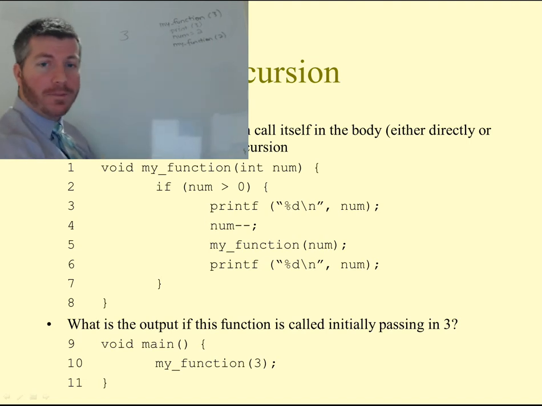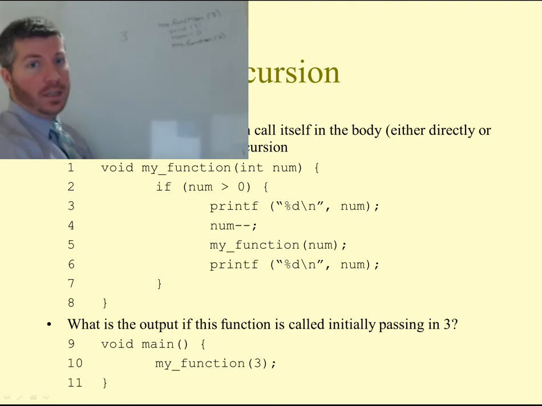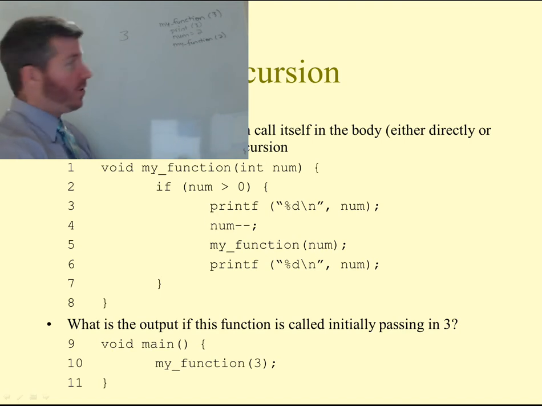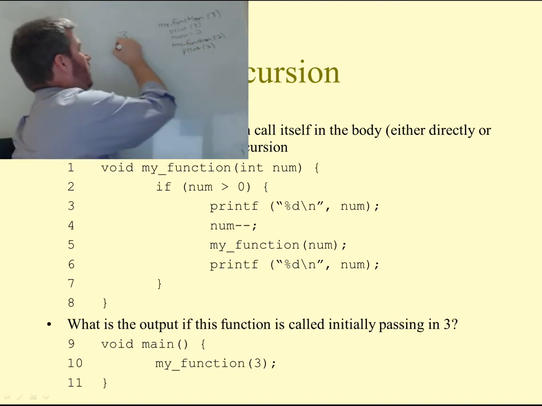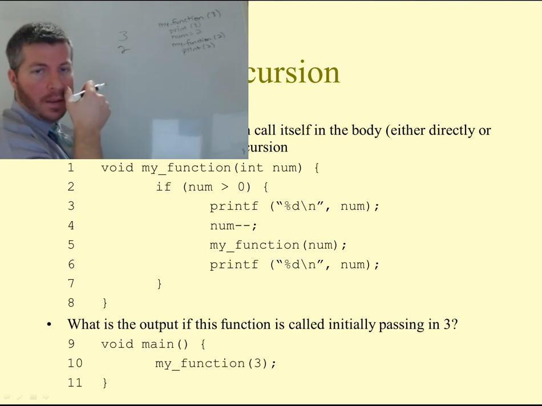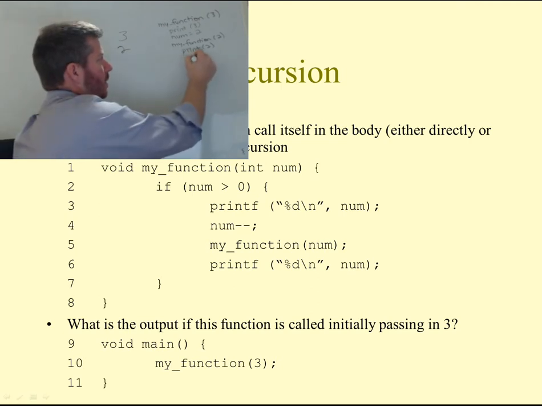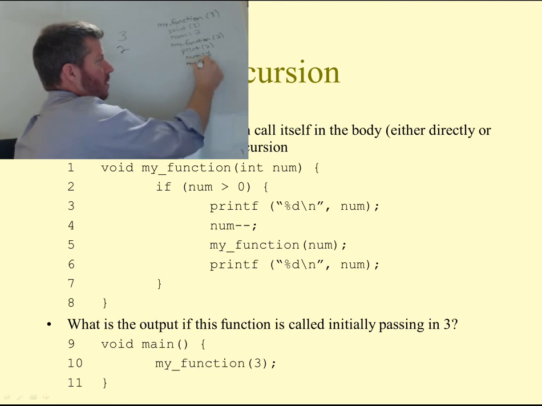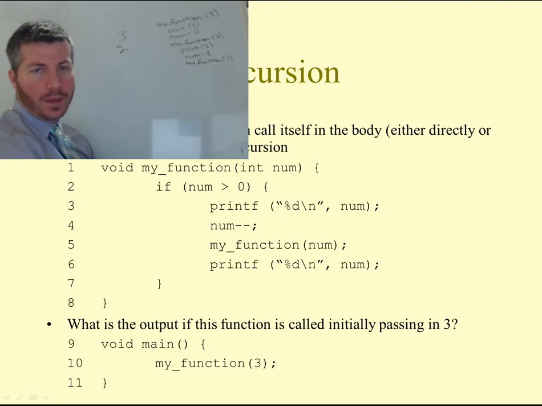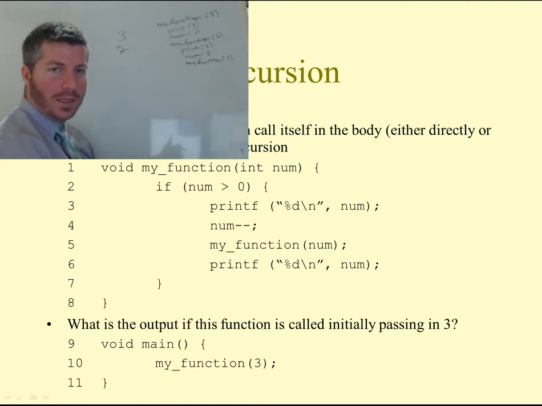So when I call my function with a 2, it's going to say is 2 greater than 0, and it is, and then it prints out a 2. So right here, I'm going to do a print 2. Okay, I decrement num now to be a 1, and then I call my function passing in a 1. Now, it's still going to print out a 1. However, I have to now execute my function with a 1.